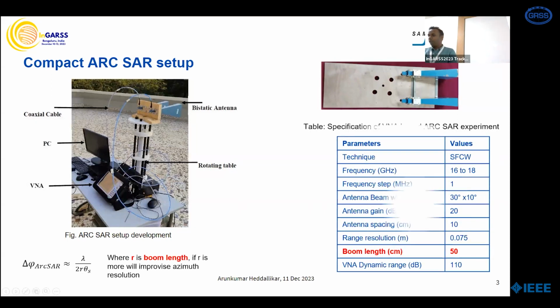For this experiment, these are the specifications we have selected. It operates in Ku band with 2 GHz bandwidth, antenna beam width of 30° by 10°, which has 20 dBi gain, and the boom length is around 50 centimeters. We are expecting resolution of around 0.075 meter. The VNA used for this experiment gives a dynamic range of 110 dB.